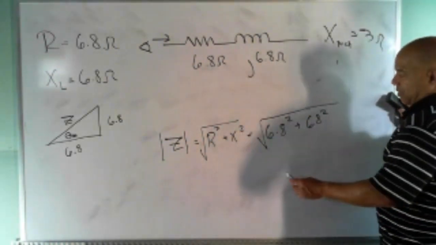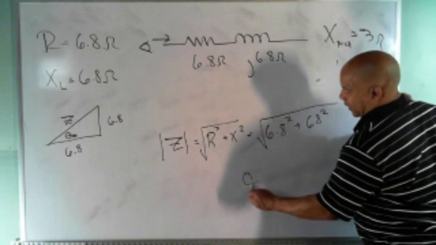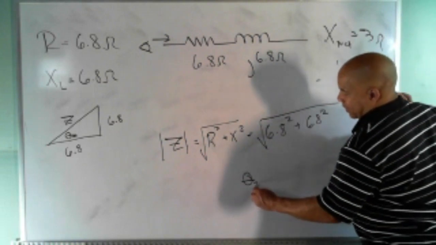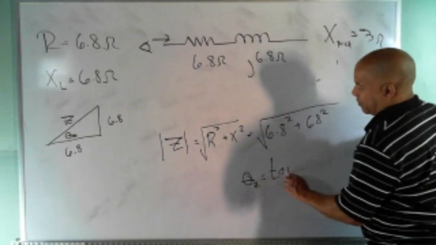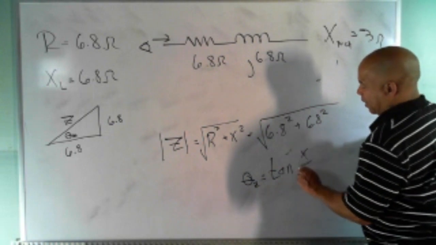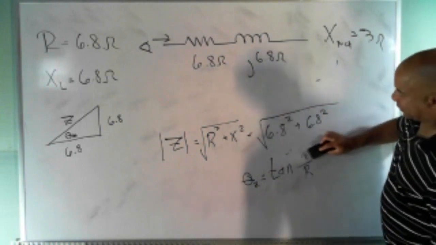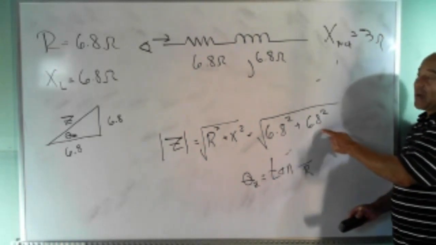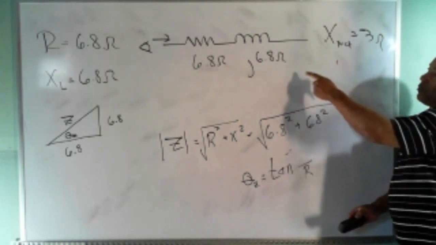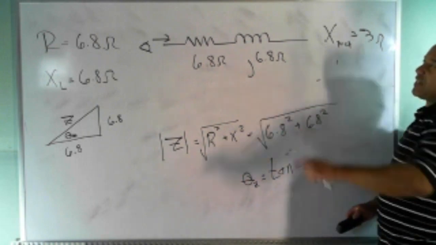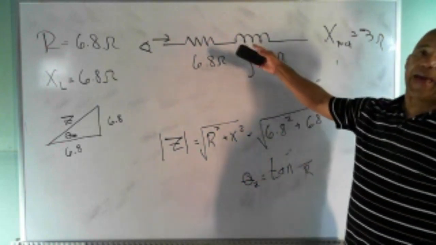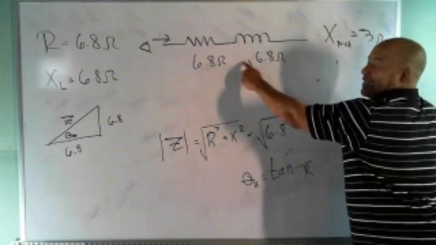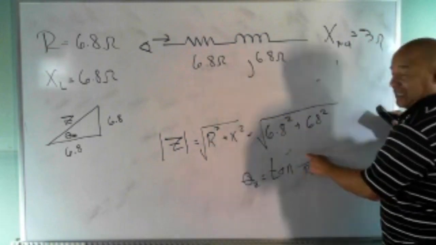So I need to get that number, and then to get the theta Z is always equal to the inverse tangent of the X part over the R part. So the X is going to be this. Now be careful, because I wrote this as a positive, and it is positive because my net reactance is positive. But if this had been a capacitor, then it would be a minus J right here. You have to put that minus sign down here to get the right angle.